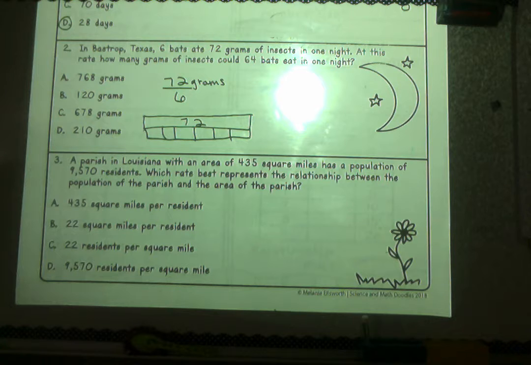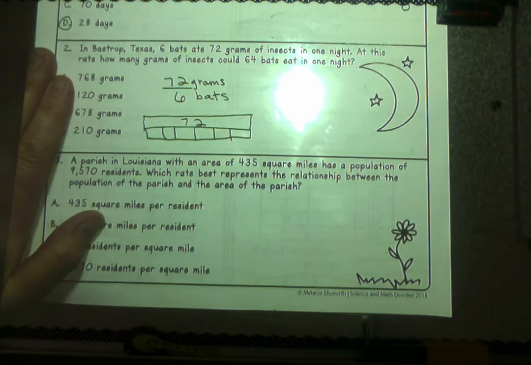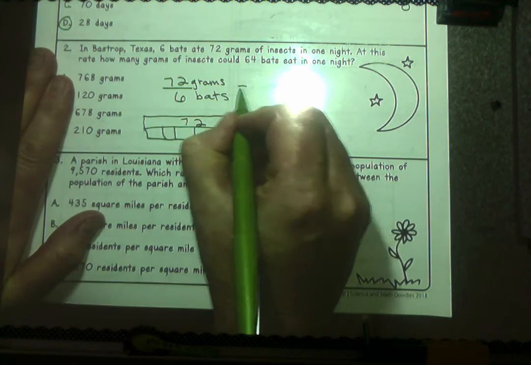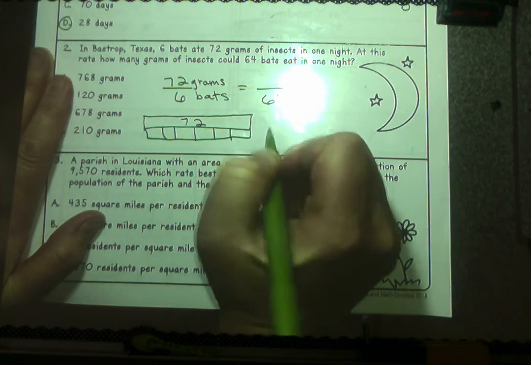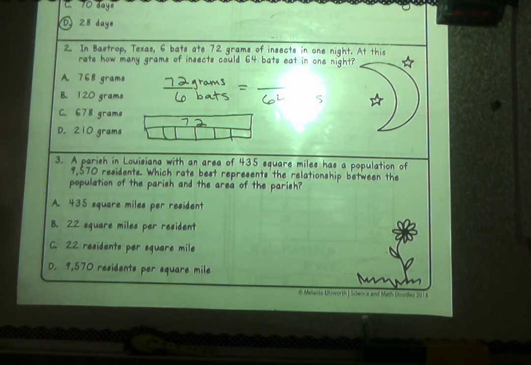If 6 of them ate 72, it's like if a group of kids ate a whole pizza. If there's 8 slices of pizza and there are 4 kids, how many did they eat? They all ate 2. Well, there's 6 bats and they ate all those grams. So this makes a lot of sense. They want to know how many 64 bats will eat. So go ahead and think about that.